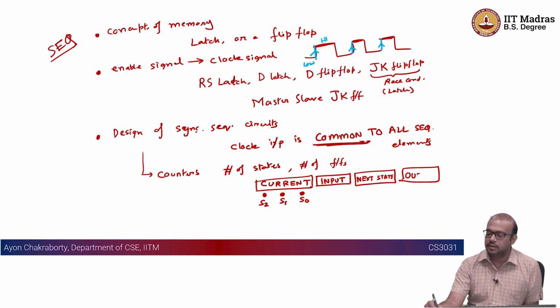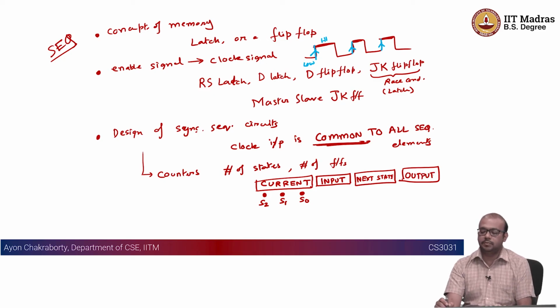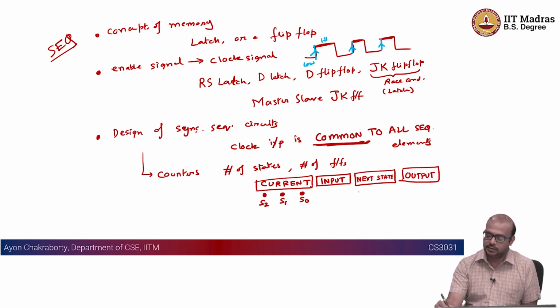Then you have the output. Sometimes you are not given the output explicitly, but often there are situations where you have a next state and the output is a function of the next state, right? These were discussed in class. So this is S2 plus, as we often call it. This is S1 plus, this is S0 plus. This could be an input, and this is an output. So this is a table that you need to draw.